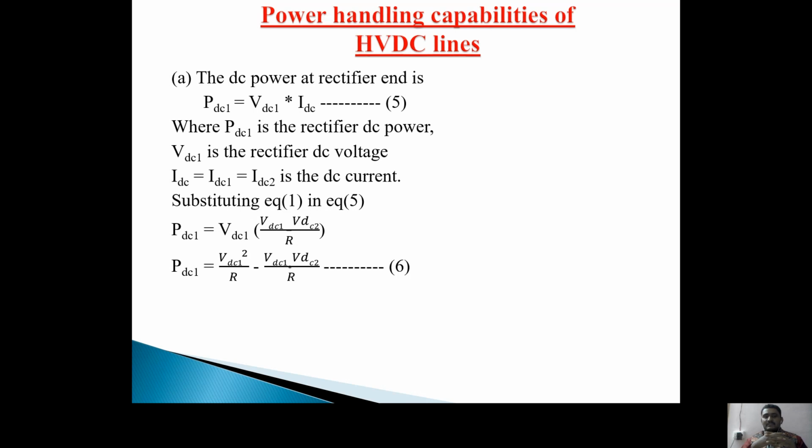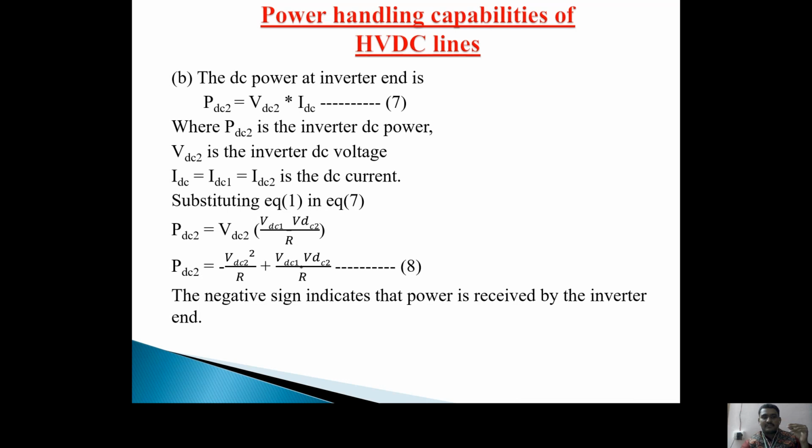Okay, and substituting equation 1 in equation number 5. What is equation number 1? That is IDC is equal to (VDC1 minus VDC2) by R. So substitute that IDC value in this fifth equation, PDC1 is equal to VDC1 into IDC, and after substitution we have PDC1 is equal to VDC1 into (VDC1 minus VDC2) by R. Multiplying VDC1 with (VDC1 minus VDC2) by R, finally we have PDC1 is equal to VDC1 square by R minus VDC1 into VDC2 by R. Treat this equation as equation number 6.